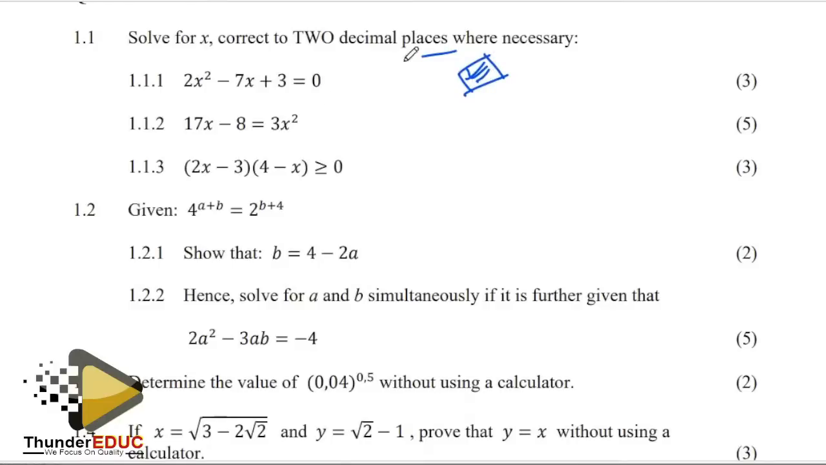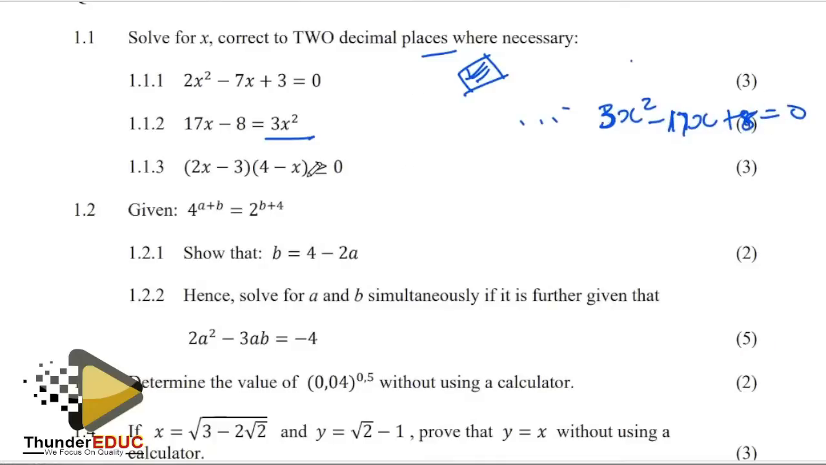What we need is the marks. So just get your A, your B, and your C values, substitute in the quadratic formula, or get the factors and then get the answers for x. Then for the second part, create the standard form first. So it's 3x squared minus 17x plus 8 is equal to 0. And then you can go on to solve.